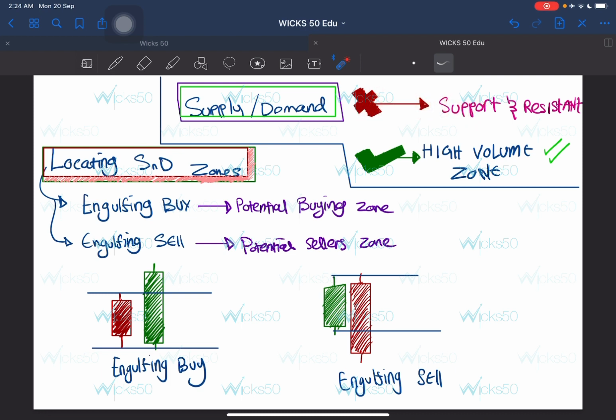I repeat that again. Supply and demand zone is not a support and resistance zone, but instead it is a high volume zone, meaning when price starts to float around that area, you will get a lot of attention from other traders around the world to be participating in this particular zone. So therefore, you will see in that region, it can either burst up or burst down, but at a very strong volume. So far so clear? Perfect.